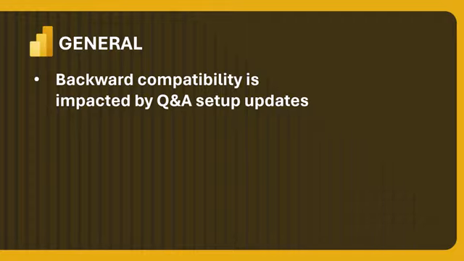Okay, so first up, a general Power BI update. Backwards compatibility is impacted by Q&A setup updates. What this means is we introduce a version bump to the linguistic schema underlying Q&A setup tooling. After installing the recent April desktop update, if you continue to modify your linguistic schema in Q&A setup, such as adding synonyms or phrasings or suggested questions, you won't be able to use older versions of the desktop.